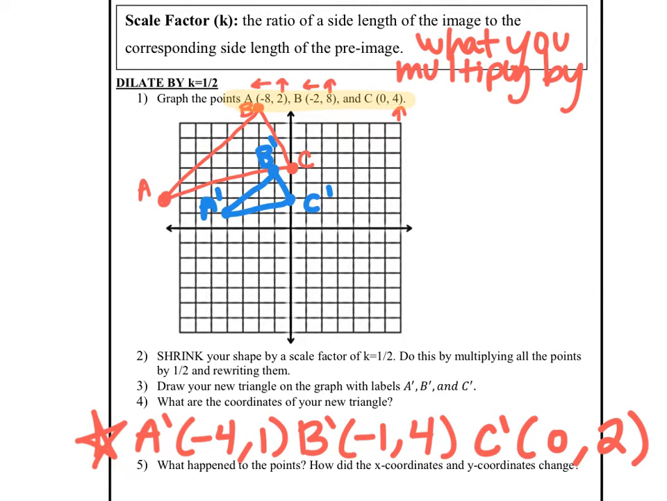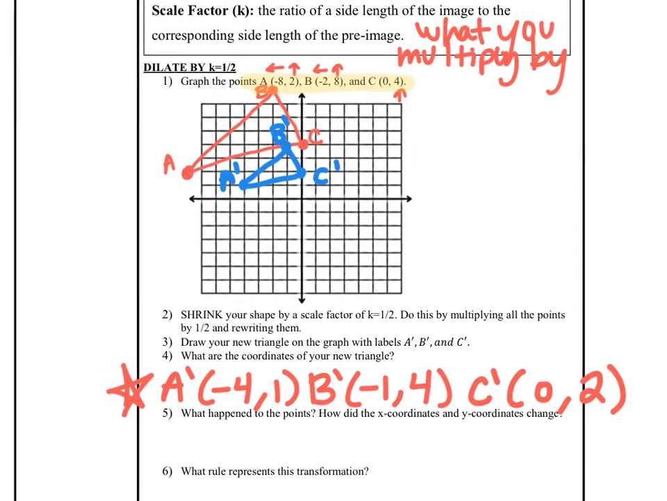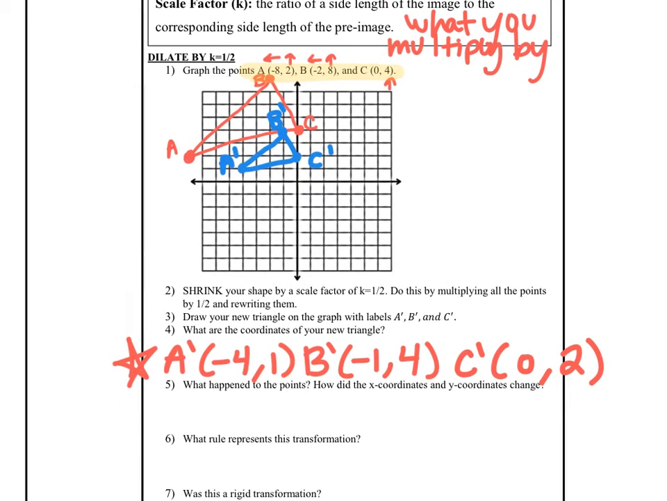After you're done graphing it, you can check it visually. Does this look like the shape is half the size? Yes. The blue shape is half the size of the red shape, which is good. Okay, so let's write down what happened to the points. Well, we know what happened because we did it. We multiplied all the points by 1/2, right?